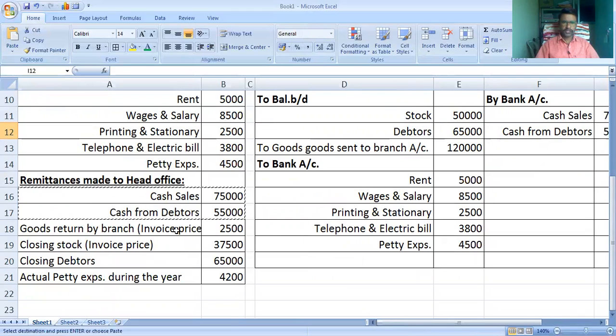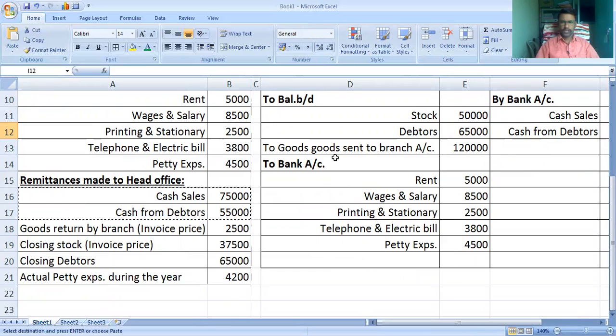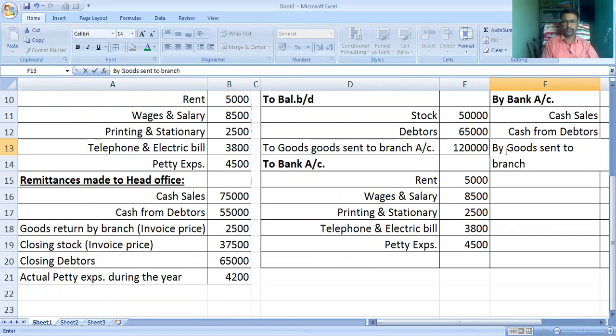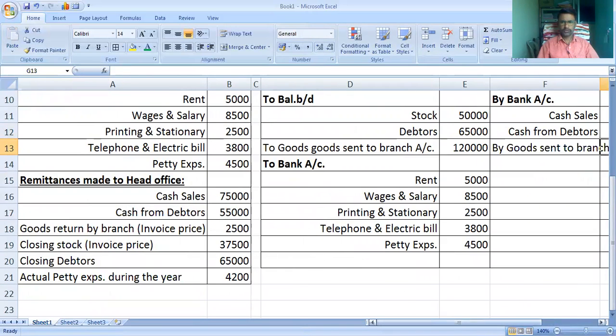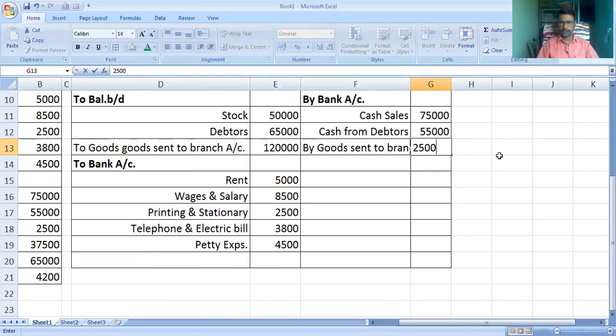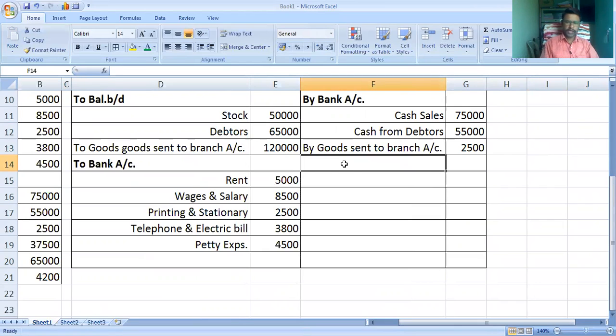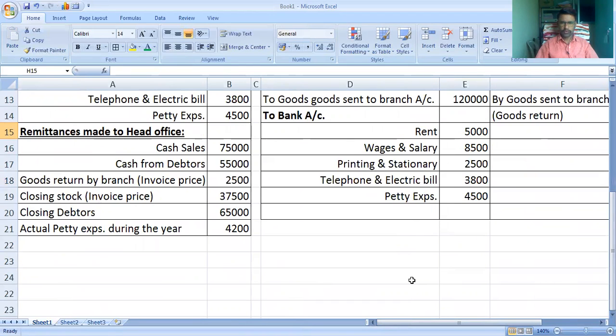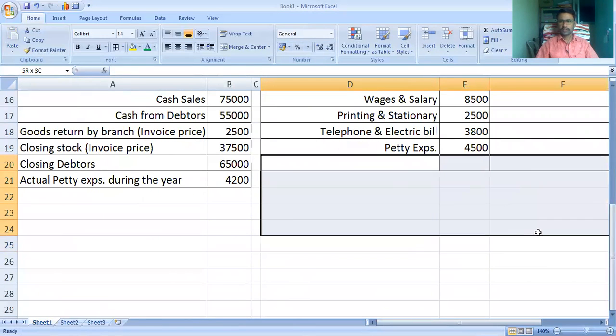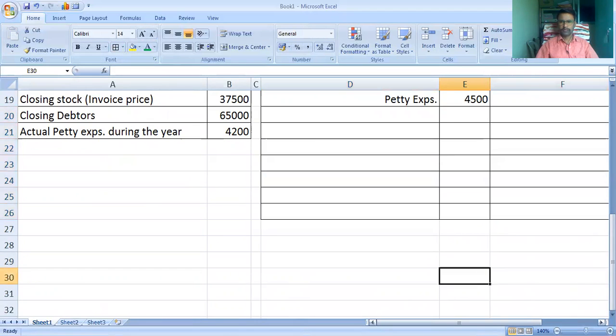Next item, goods returned by branch at invoice price. If goods sent to branch is going to the debit side, it means goods return goes to the credit side. By goods sent to branch account, but the account head is the same. Goods sent to branch account, amount rupees 2,500, in bracket, goods return. For your better understanding, I am writing this. Next, closing stock and closing debtors. There is more than one item closing, hence I am taking the balance carried down.